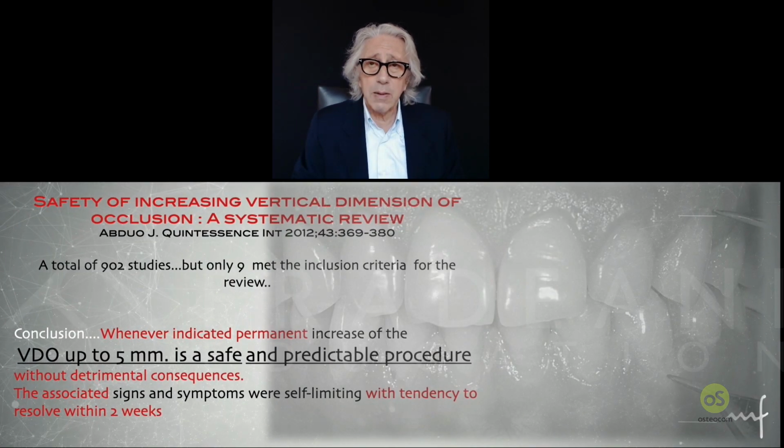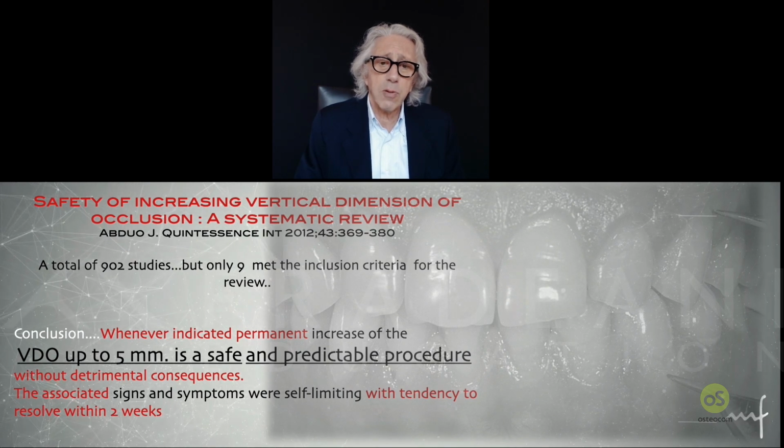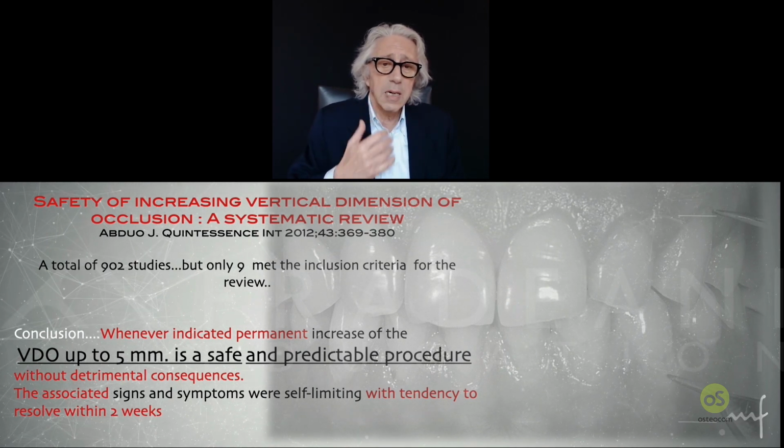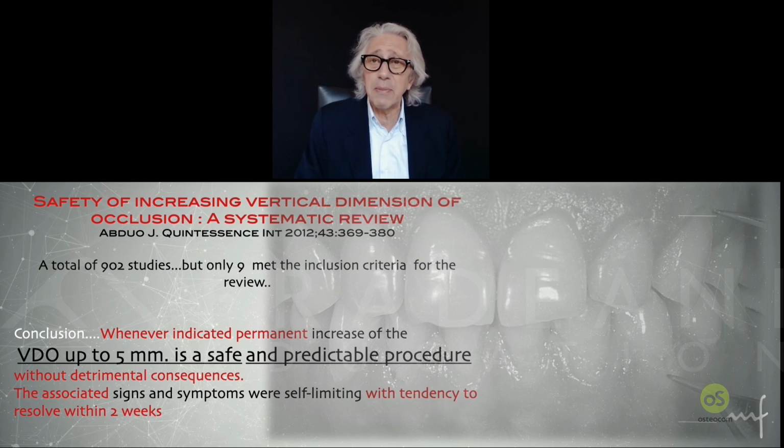We had some concern at the beginning. Can we do it or can we not do it? And the first answer is we can do it. Of course, yes, because this is an article by Abduo. It's a systematic review among more than 900 articles. And whenever indicated, a permanent increase of the VDO up to 5 millimeters anteriorly seems to be a safe and predictable procedure. And if you have any signs or symptoms at the beginning, they tend to resolve within a couple of weeks, 2-3 weeks.